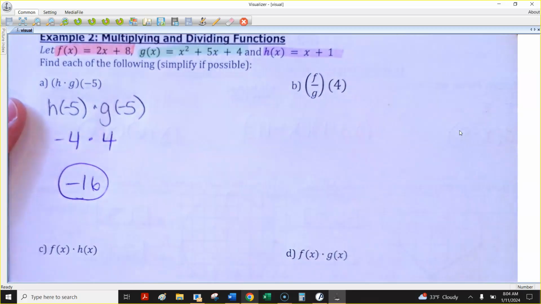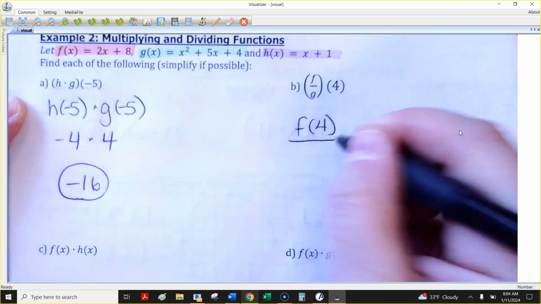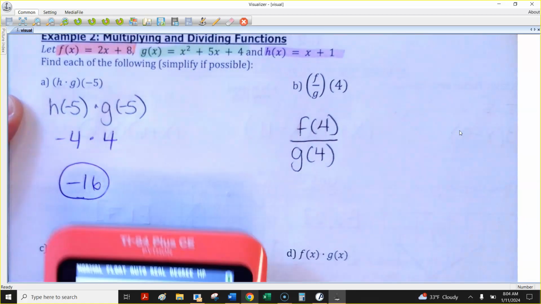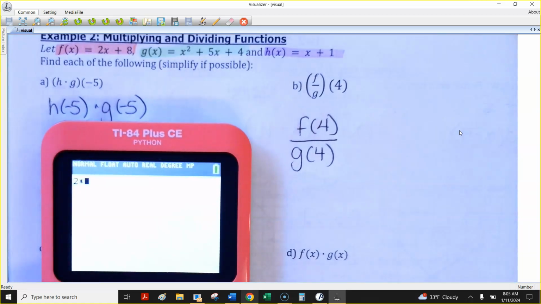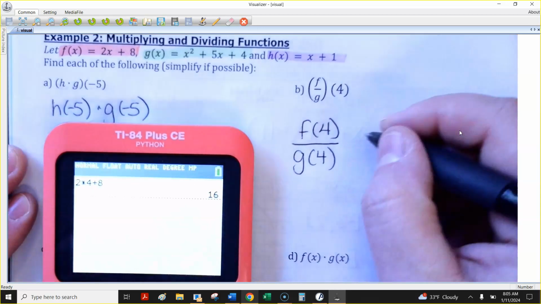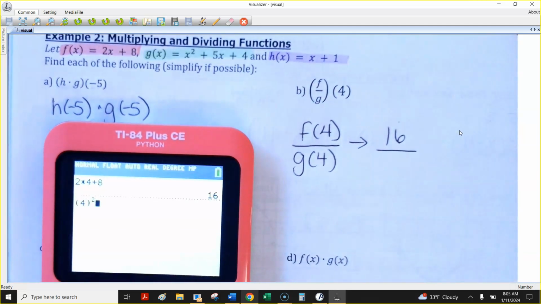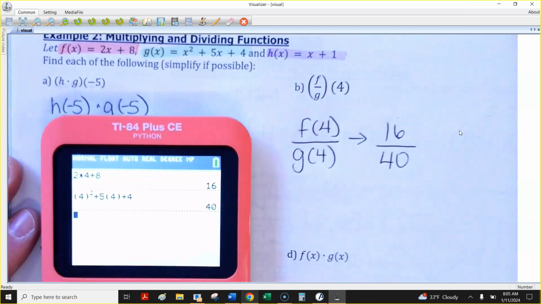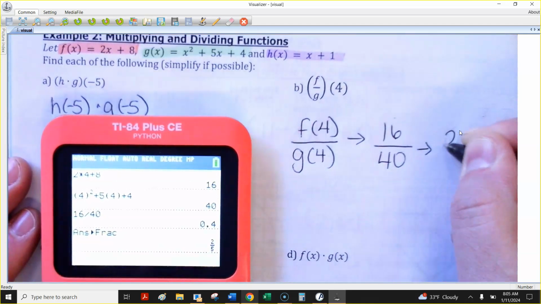The one next to this, f divided by g of 4. So I'm going to do f of 4, and I'm going to divide that by g of 4. So the f of x function's the first one that's listed there. We're just doing 2x plus 8. So 2 times 4 plus 8. So the top of that fraction would be 16. And then g of 4, that's a little bit more work because it's a quadratic. So I'm going to do 4 squared, 5 times 4, and plus 4. This is 40. And it's really early and I'm feeling really lazy. Don't judge. So I'm going to do 16 divided by 40. Math, enter to convert that because I'm being lazy. And that's 2/5 if you reduce that.